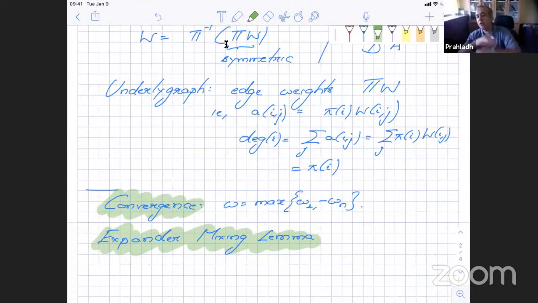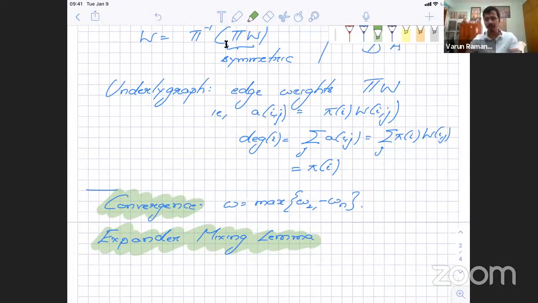If you take a few steps in this walk, the number of steps is determined by the second eigenvalue and the inverse of the smallest probability in the stationary distribution. Depending on that, after so many steps you will become very close to the uniform distribution of the graph. This was the proof we saw last time.